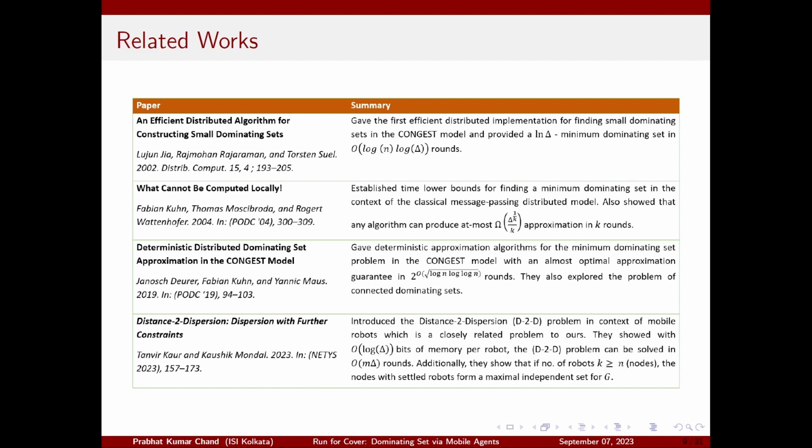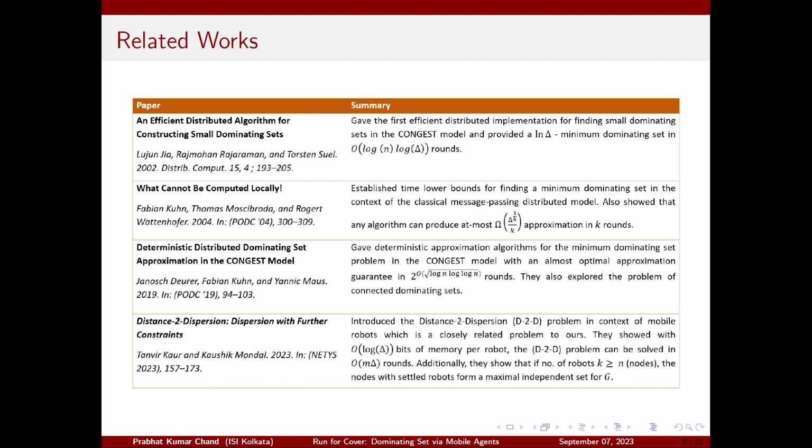In the third one, named "Deterministic Distributed Dominating Set Approximation in the CONGEST Model", the authors provided a deterministic approximation algorithm for the minimum dominating set problem in the CONGEST model with an almost optimal approximation guarantee in 2 to the power order of square root of log n rounds. They also explored the problem of connected dominating set.